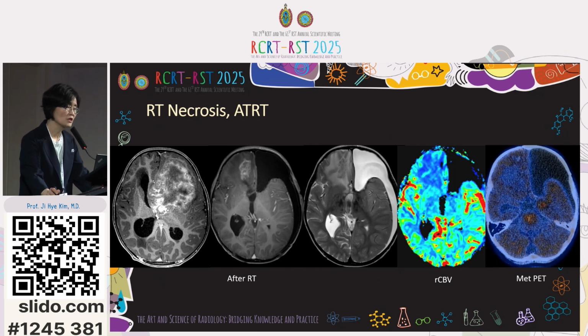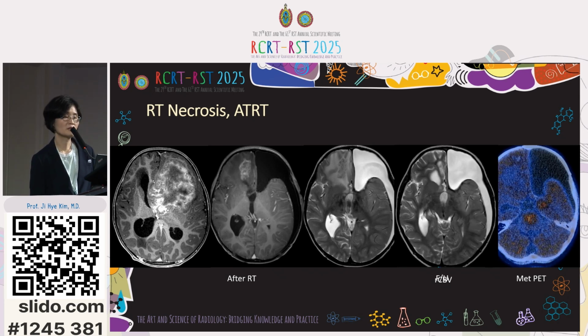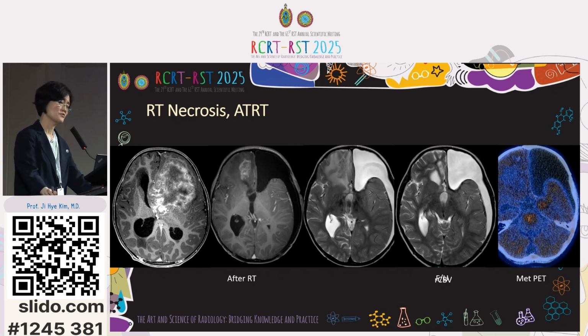This huge ATRT was resected, and there is another enhancing mass here on follow-up images after RT with some edema, but decreased perfusion, and there is no methionine uptake, suggesting it's an RT-related effect. And the follow-up image shows this enhancing region became encephalomalacia, suggesting RT necrosis.